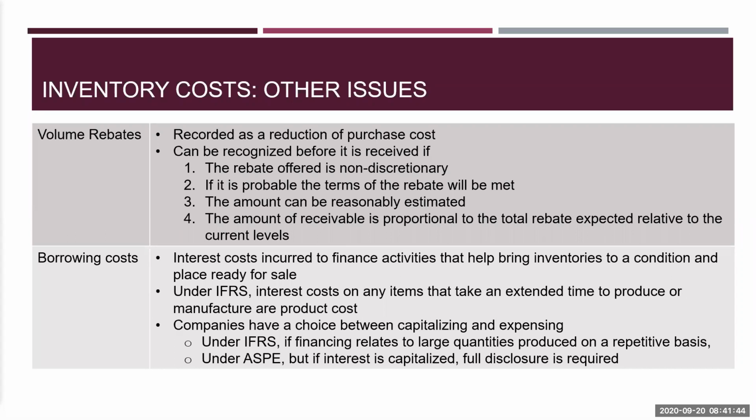Okay, so such as the winery industry that we were talking about, where the operating cycle is longer, in that case, they do have potential ability to take the borrowing cost as part of their inventory cost. Now, the companies do have a choice between capitalizing and expensing the borrowing cost. Under IFRS, if the financing relates to large quantities produced on a repetitive basis, then they can go ahead and capitalize this or take that as a product cost. Under ASPE, it can be, but if the interest is capitalized, then we need to fully disclose that.